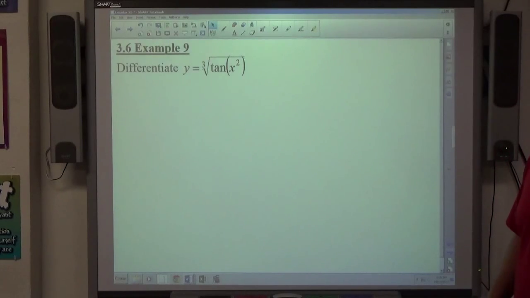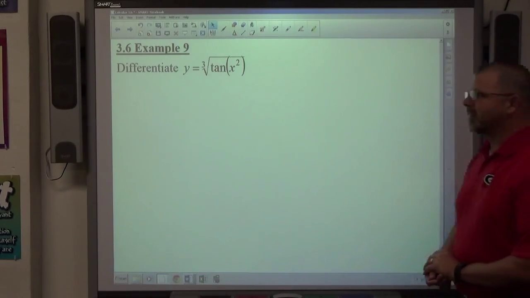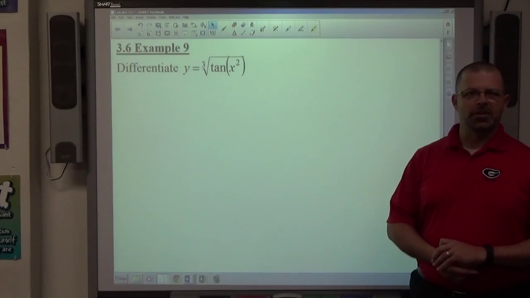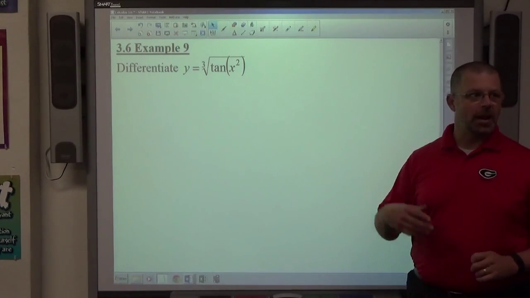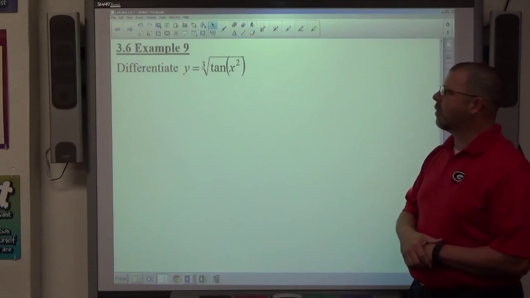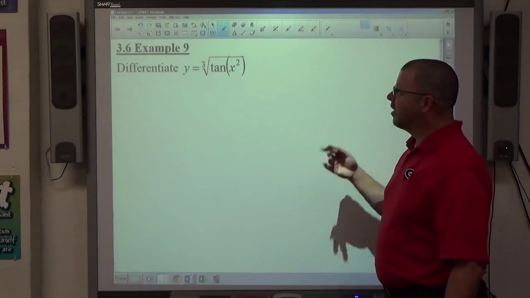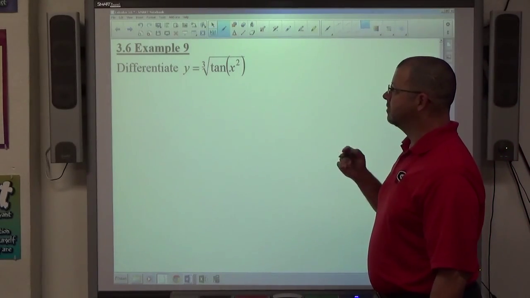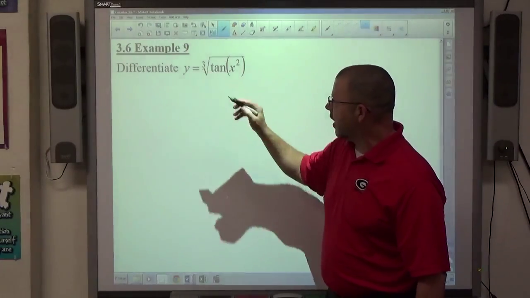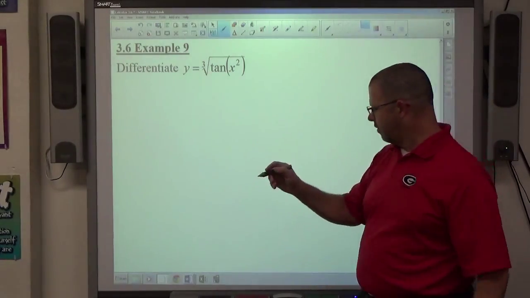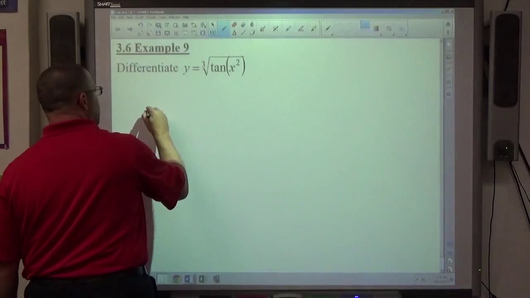Okay, looking at example 9, differentiate y equals the cube root of tangent of x squared. This is basically the same level of difficulty as the last one. It's going to have multiple chain rules happening, but it's not quite as obvious. First thing I do notice is my radical here. I don't like to differentiate radicals, and hopefully you guys don't either. So I'm going to go ahead and start with that.